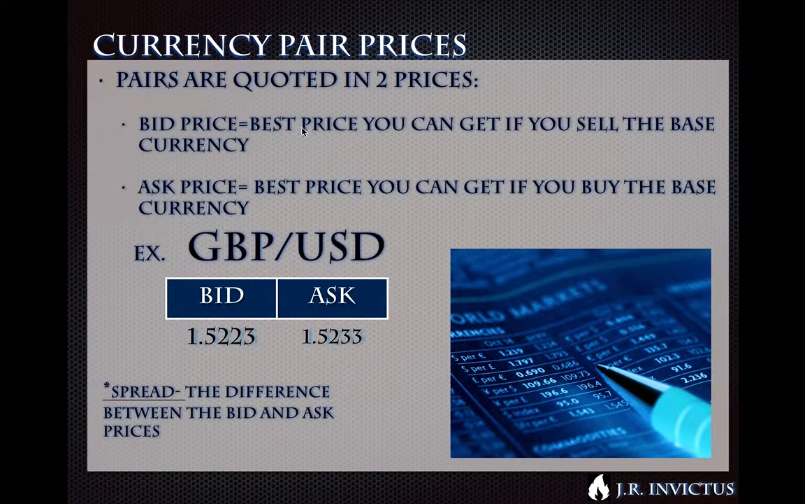So as we said, currencies are quoted in two prices. You have the bid and the ask. These are typically the best price that you can either sell for or buy for, okay? And then the spread is the difference between them, and that is the broker's commission.